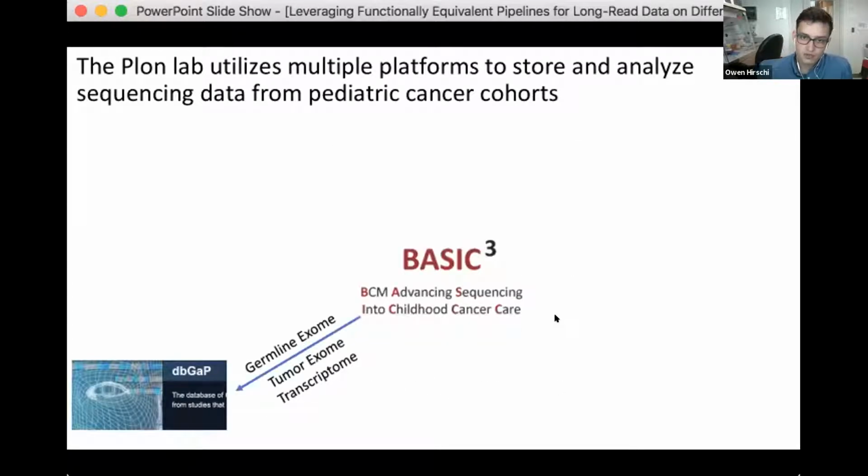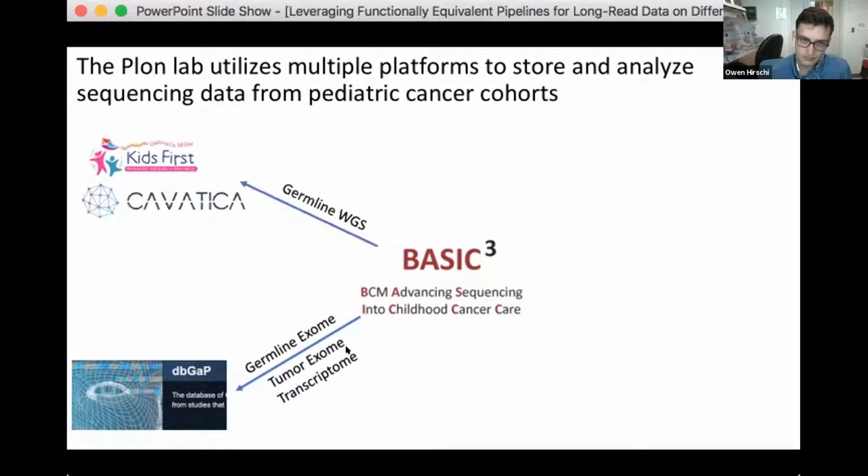So to give a brief intro into the project, our lab studies pediatric cancer predisposition through sequencing data. One cohort we use is the BASIC3 childhood cancer cohort that was originally a clinical germline matched tumor whole exome sequencing study, analyzed here locally at Baylor and then stored on dbGaP. Then, through Kids First, we performed germline trio short read whole genome sequencing on a subset of these samples. That data is currently being housed and analyzed on the Kids First CAVATICA platform.